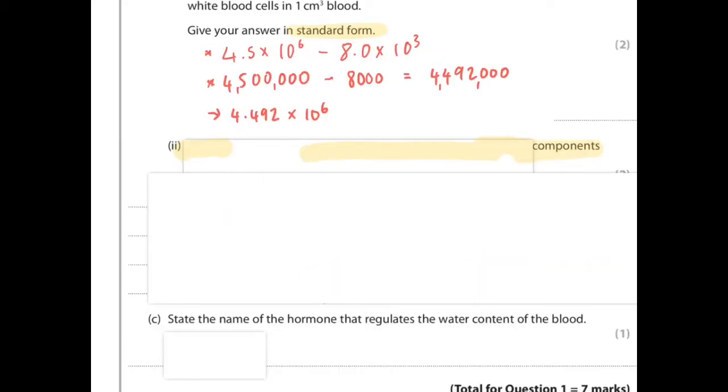And this can be expressed as 4.492 times 10 to the 6, because what we're doing is moving that decimal place back 6 positions, putting the point there, and then representing that shift back by saying times 10 to the 6, which means you need to shift that decimal point 6 forward to get the real figure.